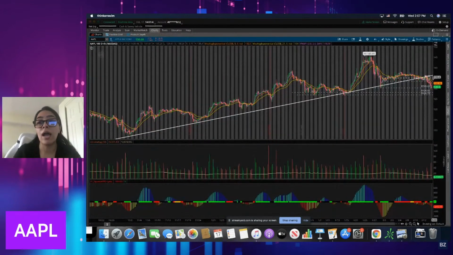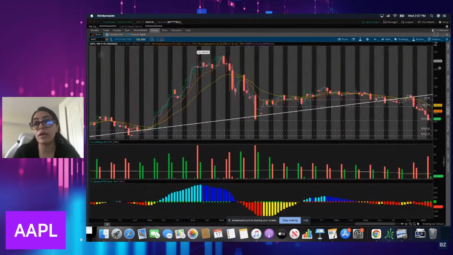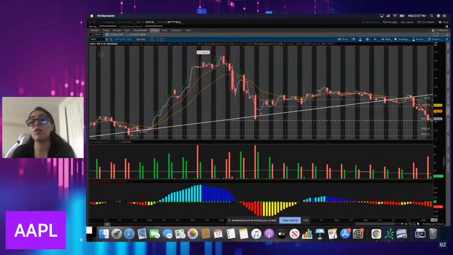So Apple's chart, I'm looking for Apple to hold 130. If Apple's able to close above 130 today, we could see a potential bounce depending on how it opens tomorrow or towards the end of the week. I am going to wait on this play.